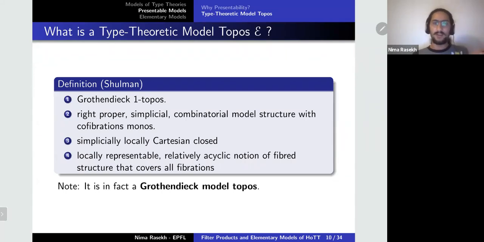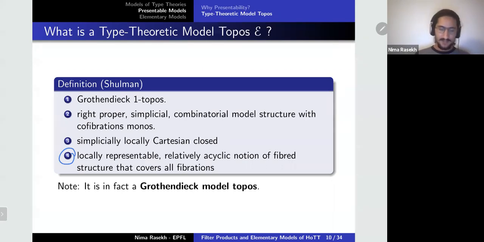The underlying category is a Grothendieck one-topos. Then it has this model structure, which has enough axioms to do what we want. It's also Cartesian closed, which is reasonable. And it has this weird fourth axiom, which I will talk about, which is about universes. Notice I never said it's a Grothendieck model topos, but that follows. The axioms imply in particular that it's a Grothendieck model topos. That's one of the things that Shulman proves.